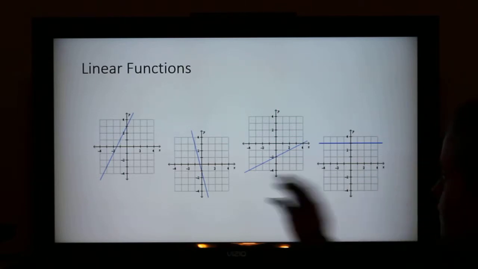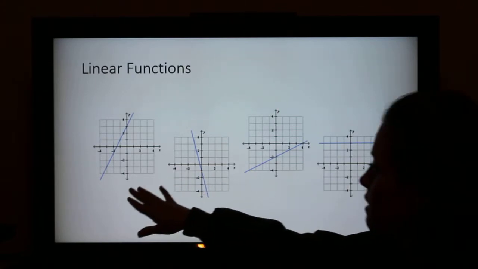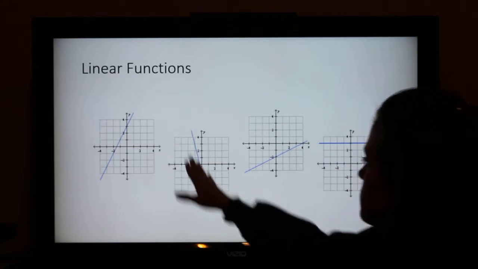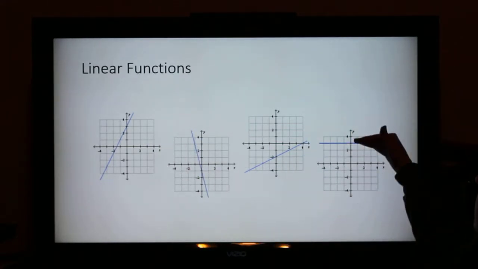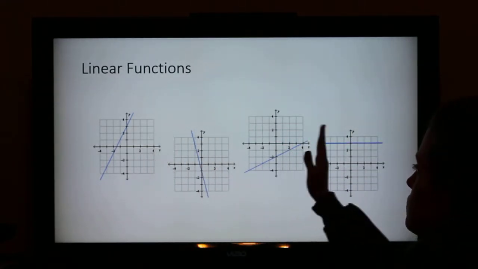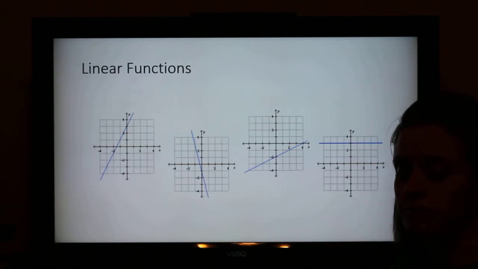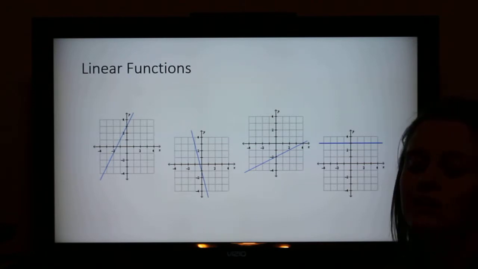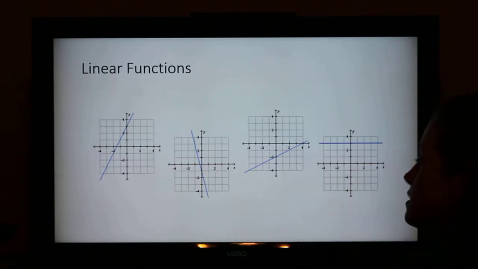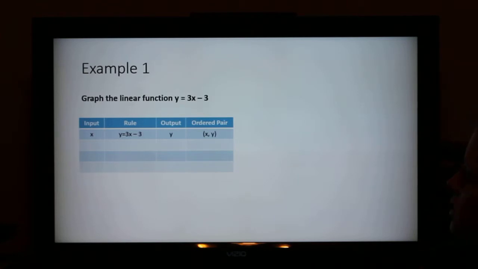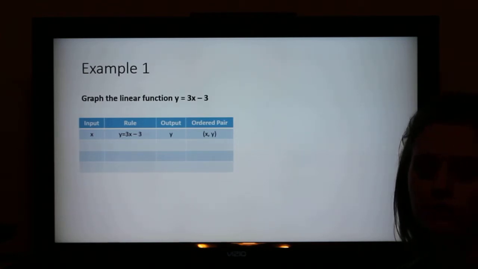As you can see, a function can have a positive slope, a negative slope. It can be in the top half, bottom half, or even the left or the right part of the graph. There is no exact rule as to where it has to be or where it lies. The only thing that it cannot be is a straight up and down vertical line. So let's give this a shot and graph one of these.